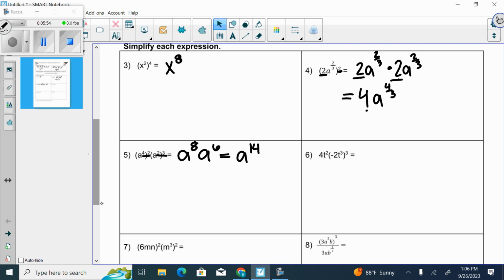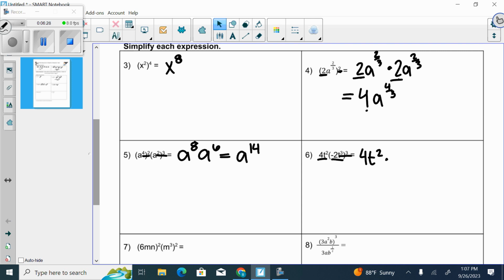All right, let's do another one. On number 6, that 4t squared, does it have another exponent with it besides the square? No. Okay, so we don't have to do anything to that piece. But this piece says negative 2t to the third power. So that 4t squared we're going to leave alone, but negative 2t to the third power, I'm going to have how many of them? 3, yes, we will end up having 3.